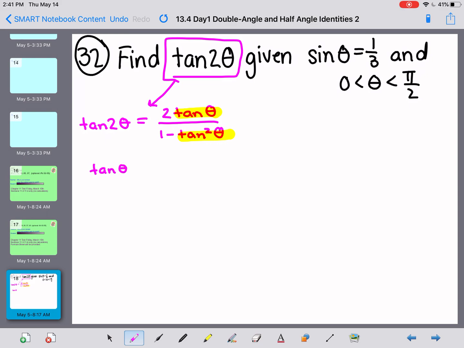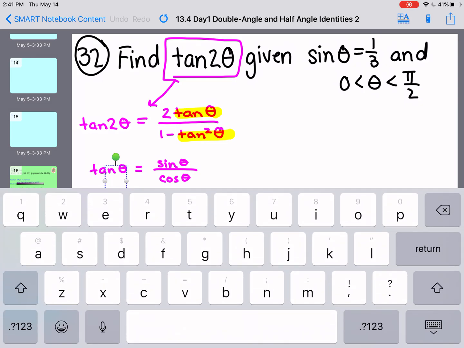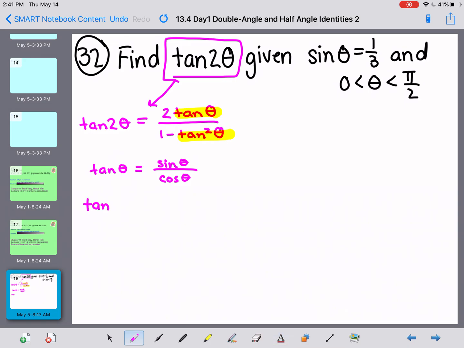I have two choices. Choice number one, I could do sine theta over cosine theta. That's one formula to get tangent. The other formula I have that I could use to get tangent of theta, sorry about that, I could either use sine theta over cosine theta, or I could use the Pythagorean identity, tangent squared theta plus 1 equals secant squared theta.